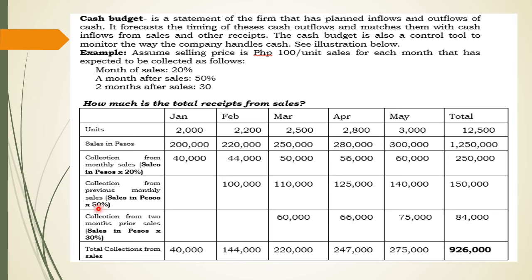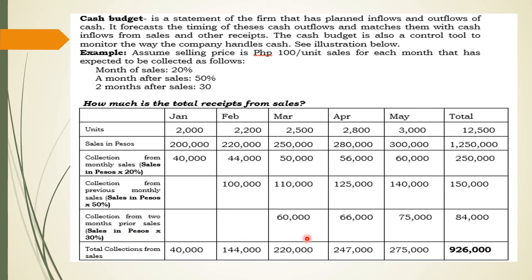And then it says that previous month, 50% sa previous month. Unsay previous month sa March, February. So 50% mo ni siya. 220,000, 50% of 220,000 is 110,000. Itali na siya diri nga portion.